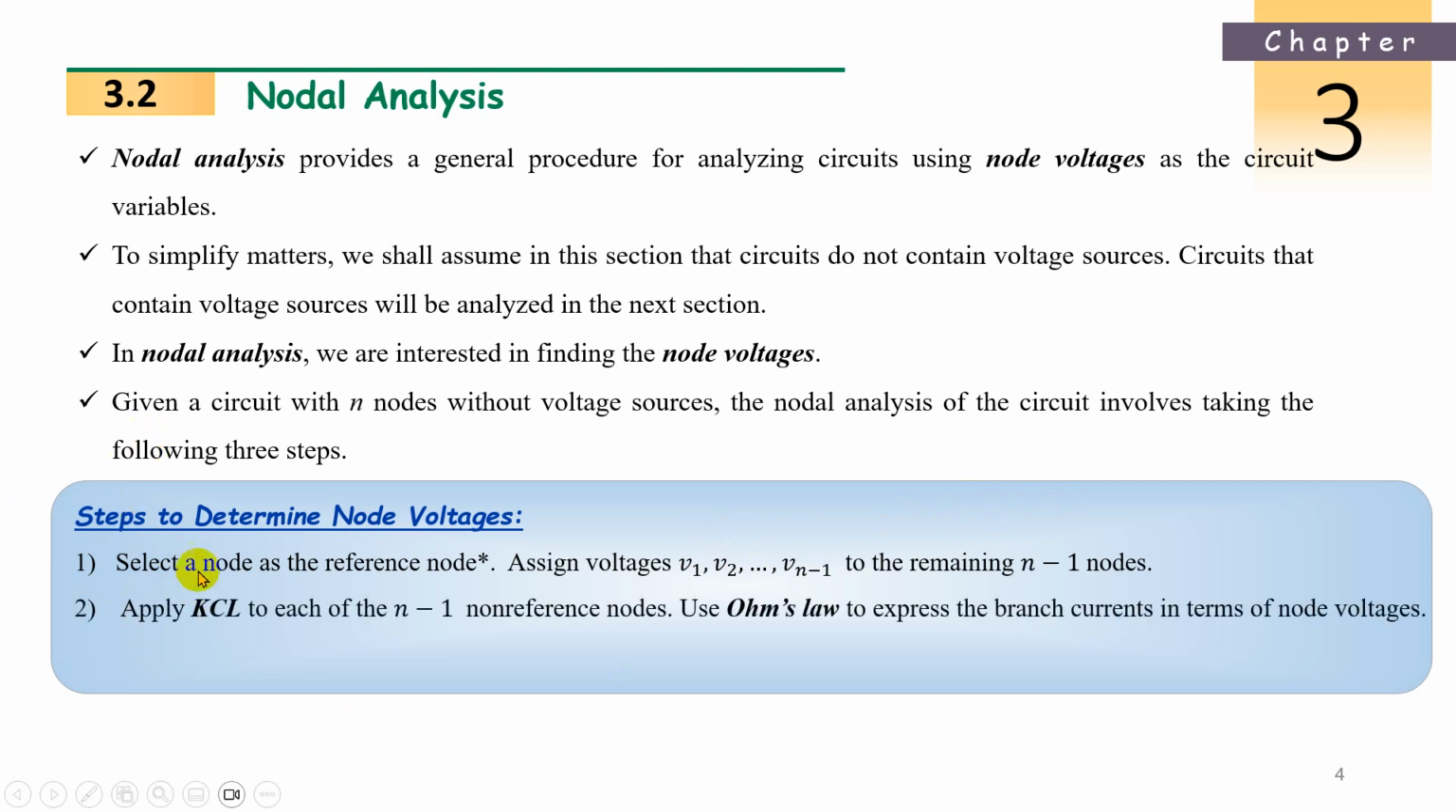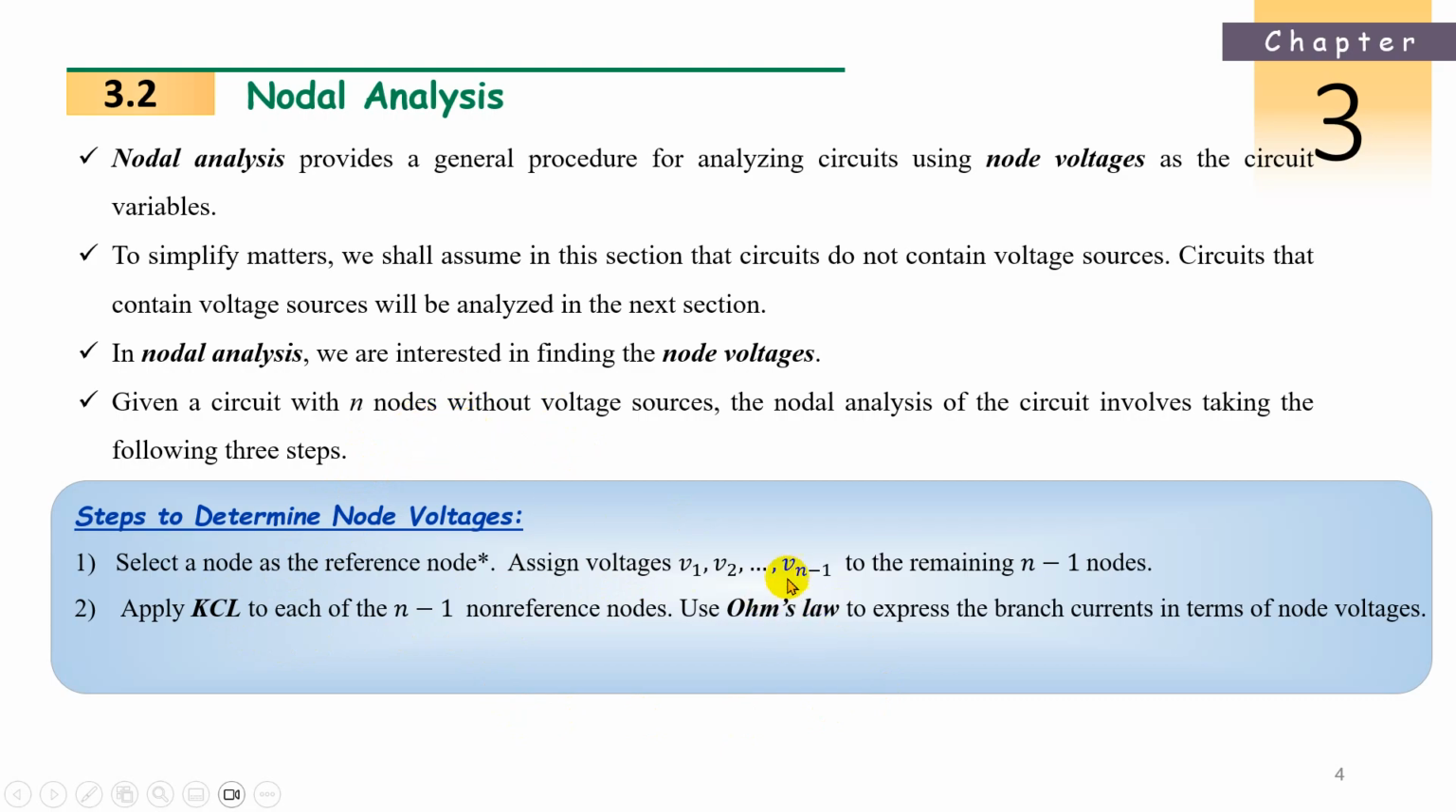Now second one, apply KCL, Kirchhoff's current law, at each node. That is up to n minus 1 nodes, which are called non-reference nodes. If one is the reference node, all the remaining nodes are non-reference nodes. For those n minus 1 non-reference nodes, we write the Kirchhoff's current law equation: I plus I1 plus I2 plus I3 equal to I4 plus I5, like this, one equation.